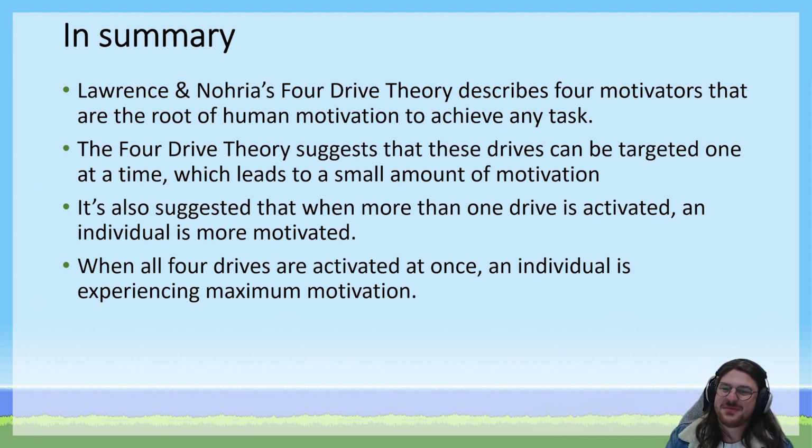In summary for this key knowledge point, Lawrence and Nohria described 4 motivators that, when activated, are the source of motivation for human achievement of tasks. 4-drive theory states that when 1 drive is activated, a human is a bit motivated. When 2, when 3, or when all 4 drives are activated, the human is more and most motivated. When all 4 drives are activated at once, it's said that a human is experiencing maximum motivation. They are the most engaged and motivated, and we would say, therefore, they are the most productive and efficient.